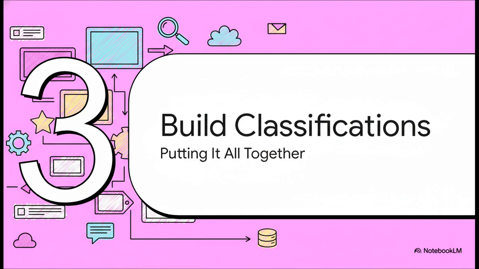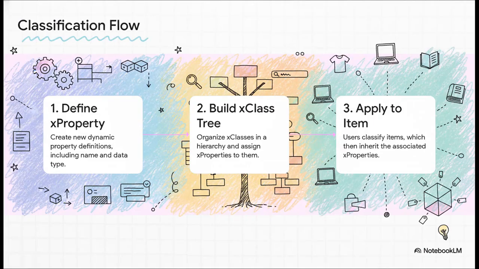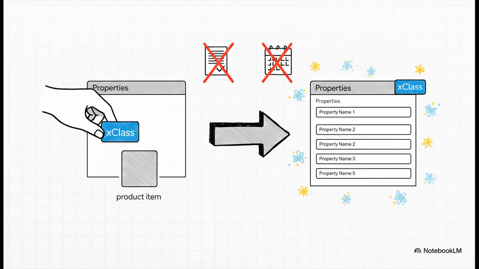So how do we actually put them to work inside the system? Well, it's a surprisingly simple three-step process that you, the user, can manage directly. First, you define the new X property you need. Then you build out your classification trees, creating this nice hierarchy that makes sense for your data. And finally, you just apply those classifications to your items. That's it.